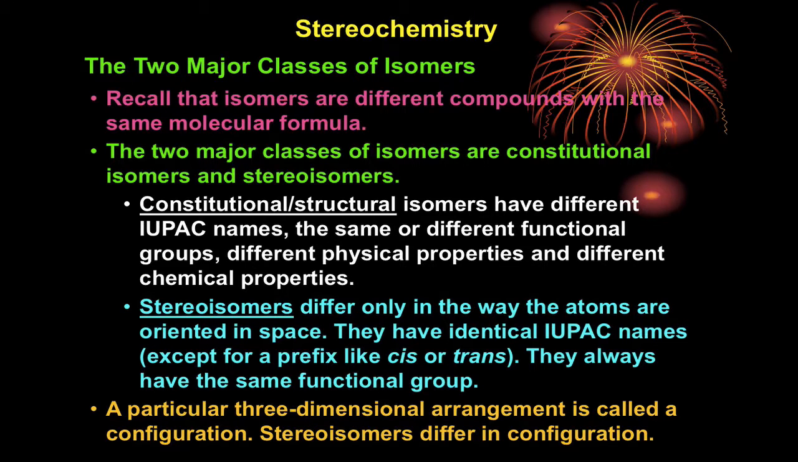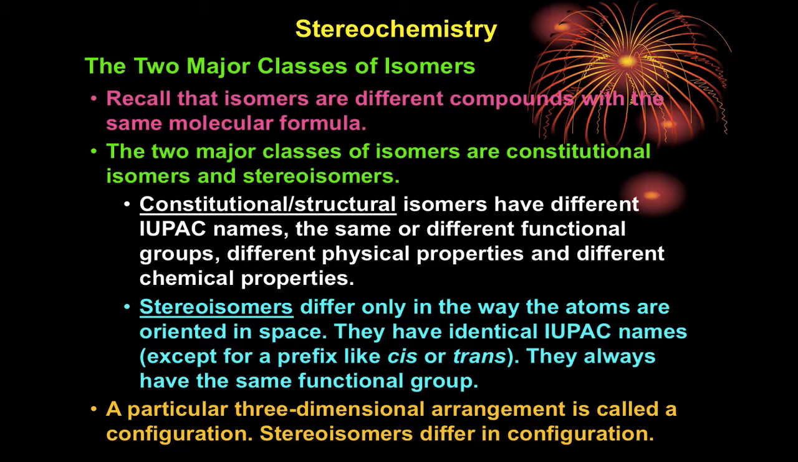So now, there are two major classes of isomers. There are constitutional isomers, which we've already talked about, right? They have a different constitution. We have the same number and types of elements, but we connect them together differently. And so these so-called constitutional or structural isomers will have different IUPAC names, right? I could give you a hydrocarbon that has the same number of carbons and hydrogens connected differently, but they would not have the same name, right?